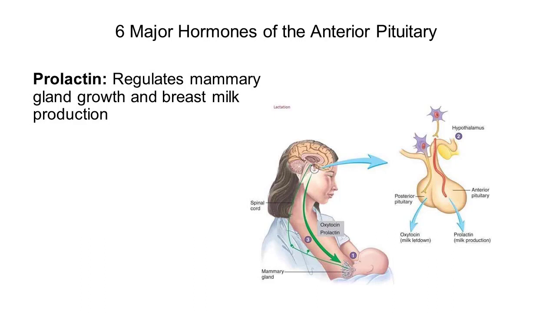And guess what's going to increase the production of prolactin? The baby suckling on the breast. So here's another, if you can imagine, positive feedback. The more the baby suckles, the more prolactin, the more milk needs to be produced. Again, from the anterior pituitary.